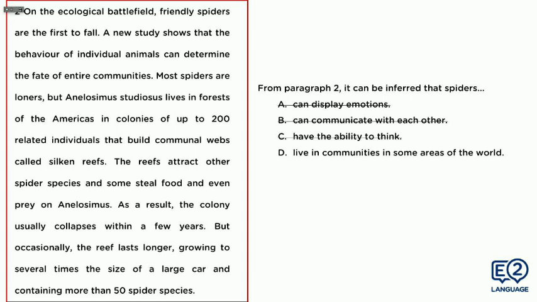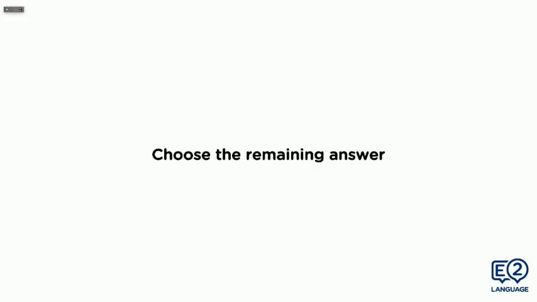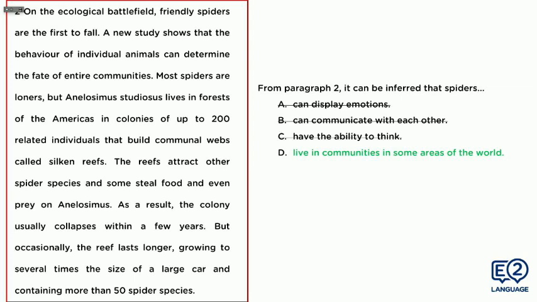So it leaves me with step four, which is choose the remaining answer, that spiders live in communities in some areas of the world. So a new study shows that the behavior of individual animals can determine the fate of entire communities. Most spiders are loners. This particular one lives in forests of the Americas. Fine, they build communal webs. So you can see that there are some hints here that lead us to this answer.